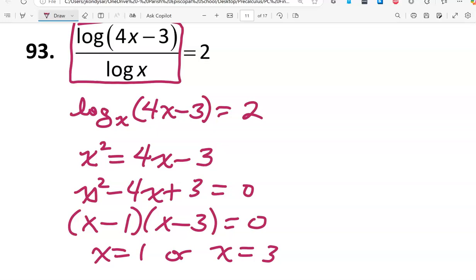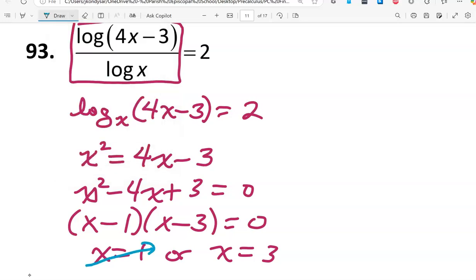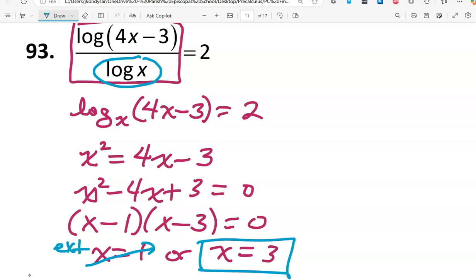x equals 3 is a valid solution because it gives us the log of positive numbers in both cases in the logs. However, 1, although it gives us the log of a positive number, gives us a denominator that's equal to log of 1, which is 0. So that's going to be an extraneous solution, whereas 3 is valid.